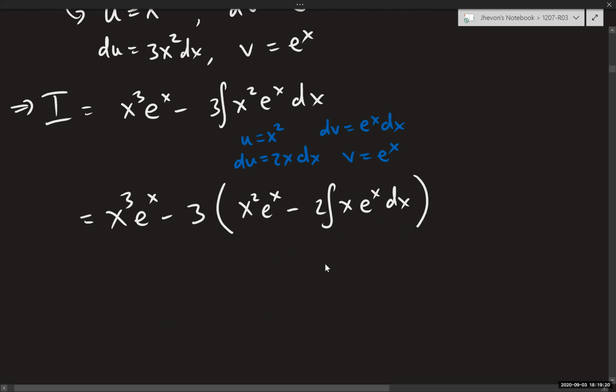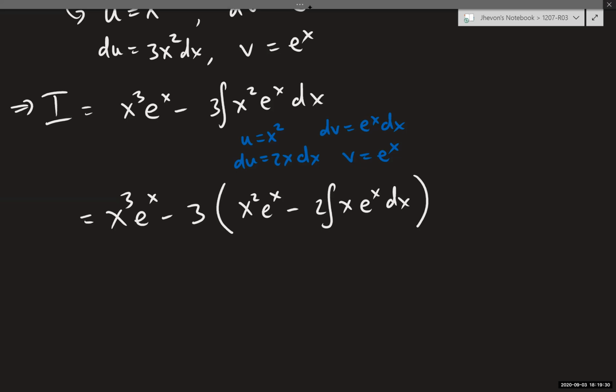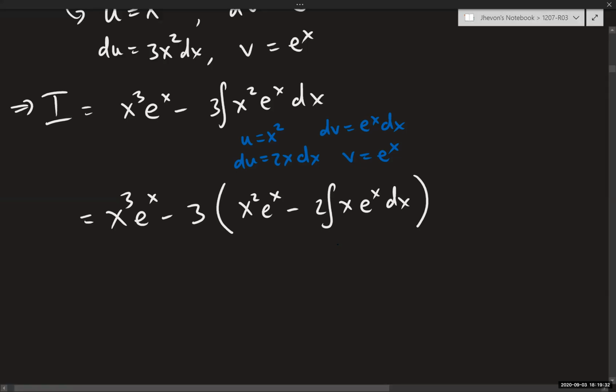And we have another integral to deal with. How do we deal with that? Integration by parts. All right, let's do this a third time. So u is equal to x, and your dv is equal to e to the x dx. This is actually the first example that we did, so we can go through this quickly.